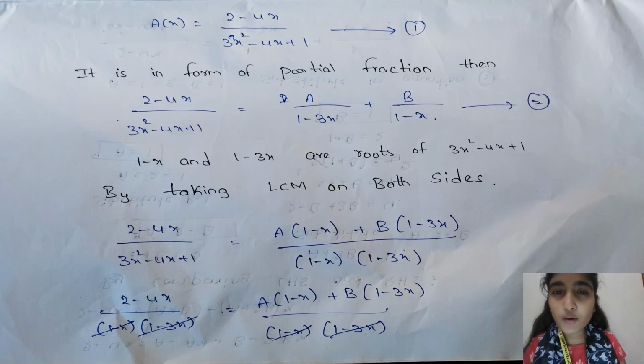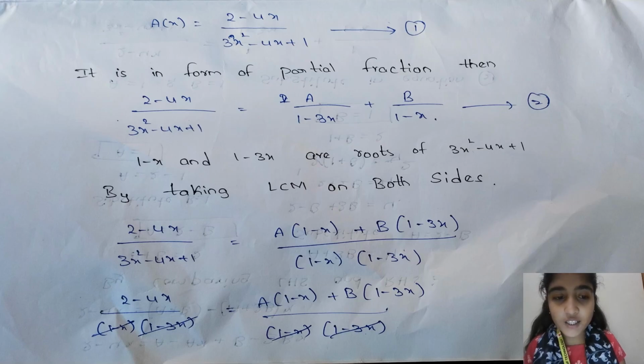So it is in the form of a partial fraction. Then we divide it into partial fractions: A(x) equals (2 minus 4x) by (3x squared minus 4x plus 1), from equation 1. We divide it as A by (1 minus 3x) plus B by (1 minus x). It is equation 2. Then 1 minus x and 1 minus 3x are the factors of 3x squared minus 4x plus 1. We are calculating the partial fraction here.